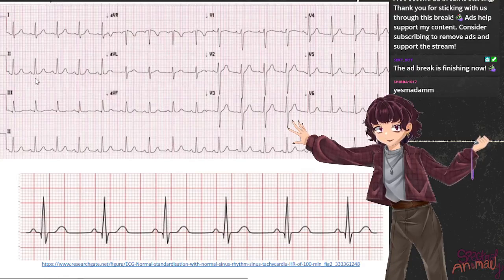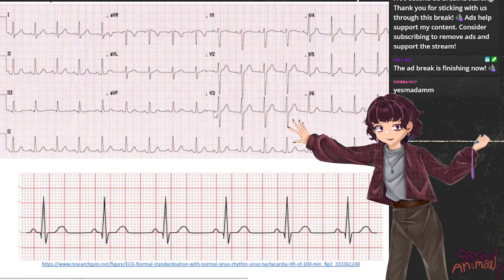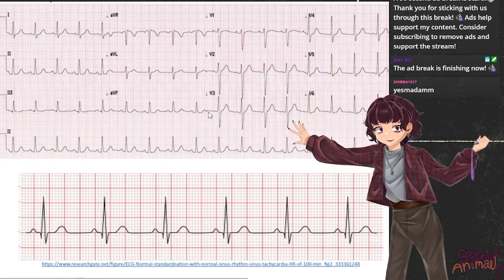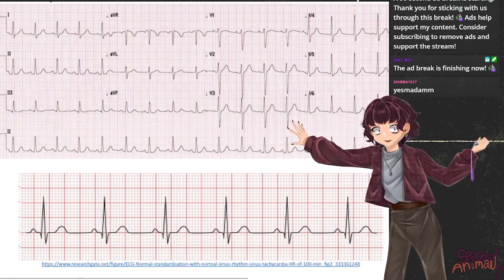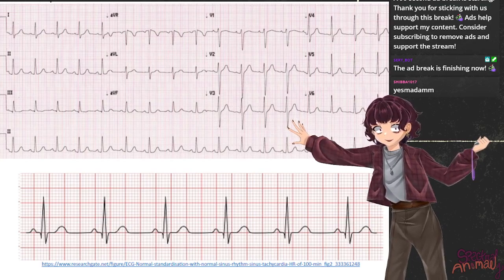Wait, where is it? I'm gonna look at this one. This is good. Okay, I can't read it. Never mind. It's too hard for me to see.